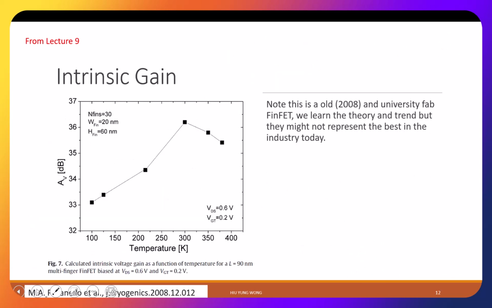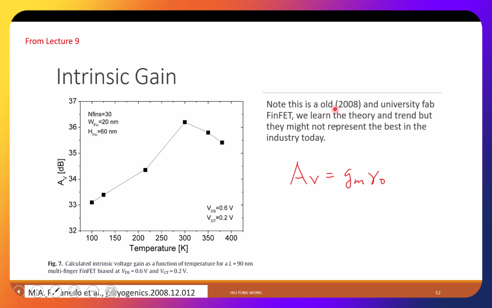And this is what I talked about, the intrinsic gain. AV equals GM times R out, right? So you see that it goes up when you go to lower temperature, but then actually it goes down. For this particular FinFET, they turn out to be that 300 is the best, right?